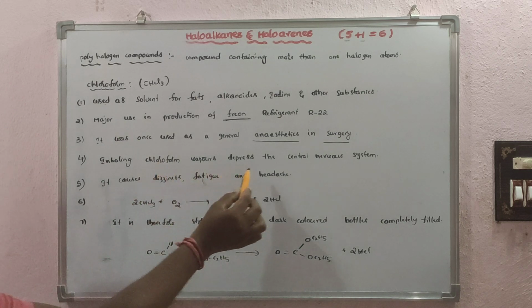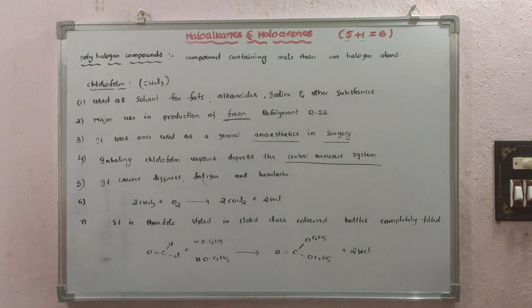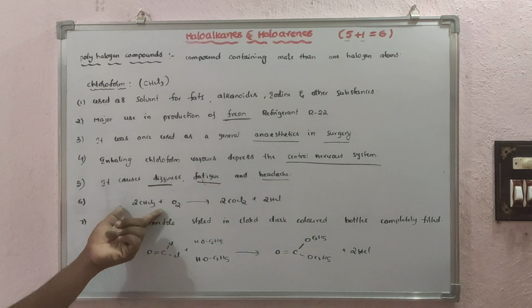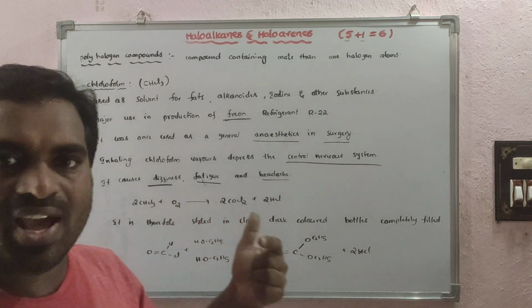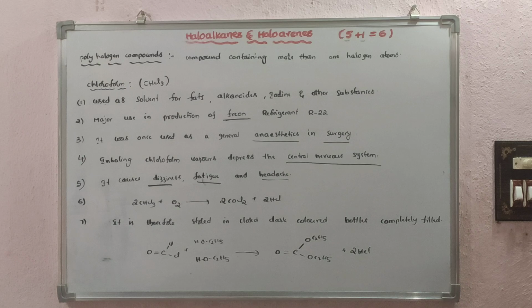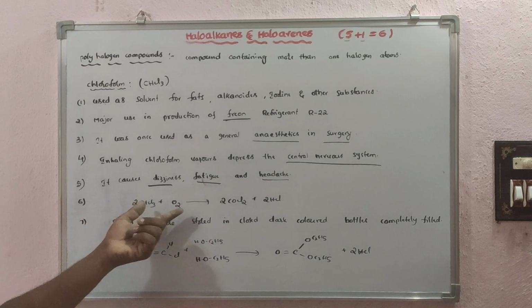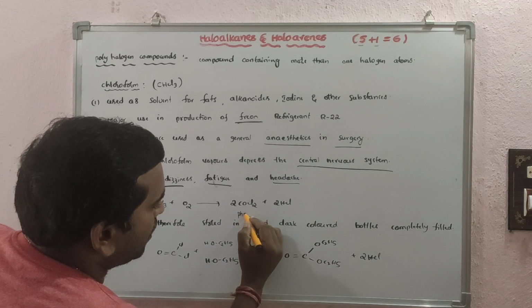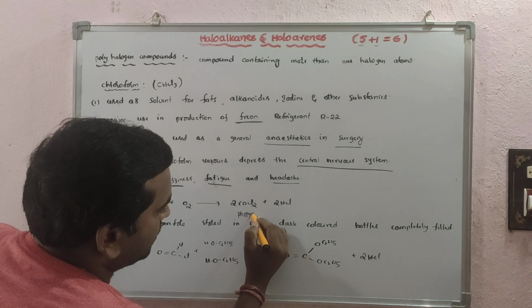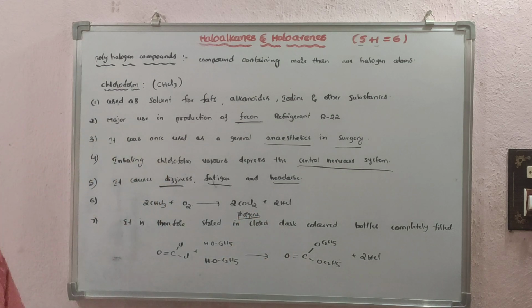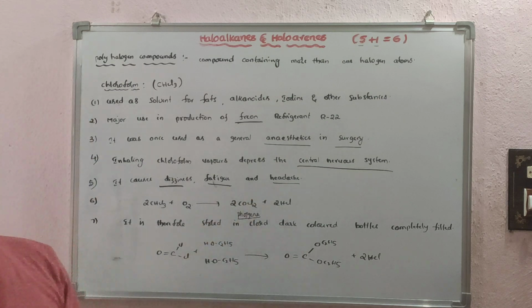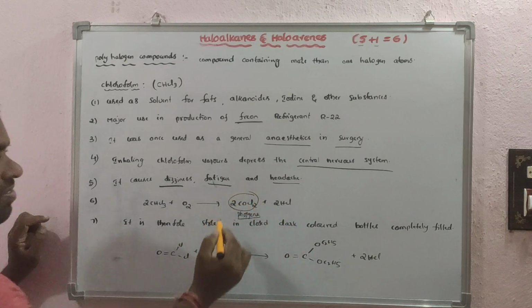Inhaling chloroform vapors depresses the central nervous system, and also causes dizziness, fatigue, and headache. I already mentioned that chloroform is easily oxidized in the air. Clear? When it is oxidized, it produces COCl2, which is known as phosgene. Clear? This is a poisonous gas. Dichlorocarbonyl can also be called. Clear? So this produces HCl, and phosgene is a very poisonous gas.